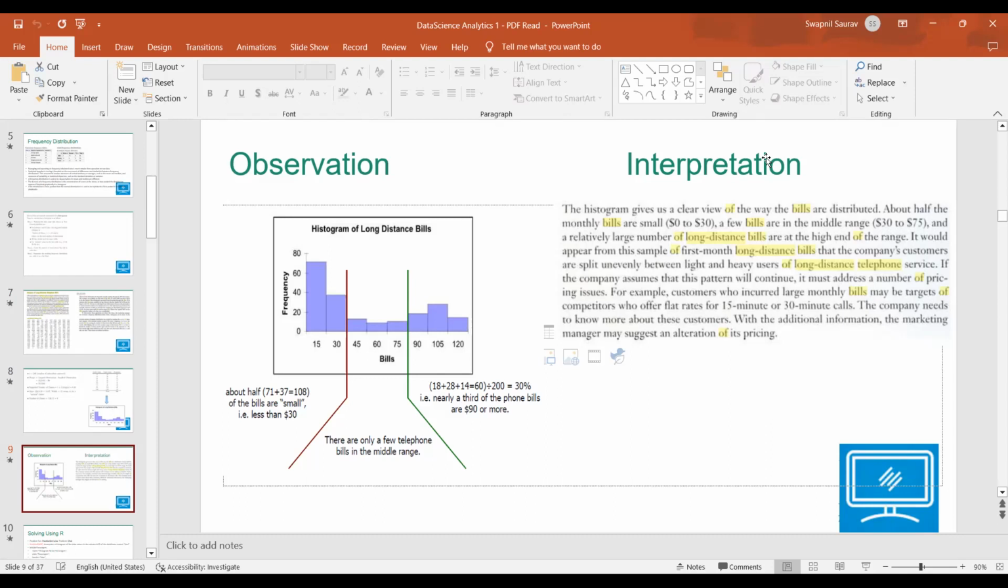So if you see here, you can see about three groups of values. On the left side are maximum people. So if you say from 0 to 30, they are about 71 plus 37, 108, more than 50% of the data. You see that more than 50% of data is between 0 to 30.